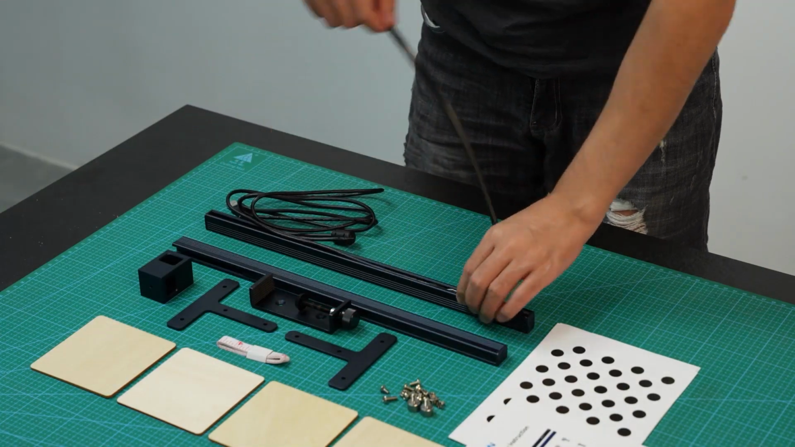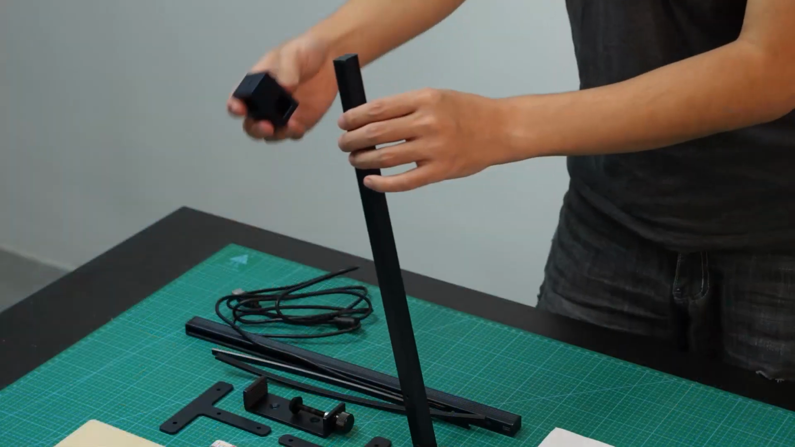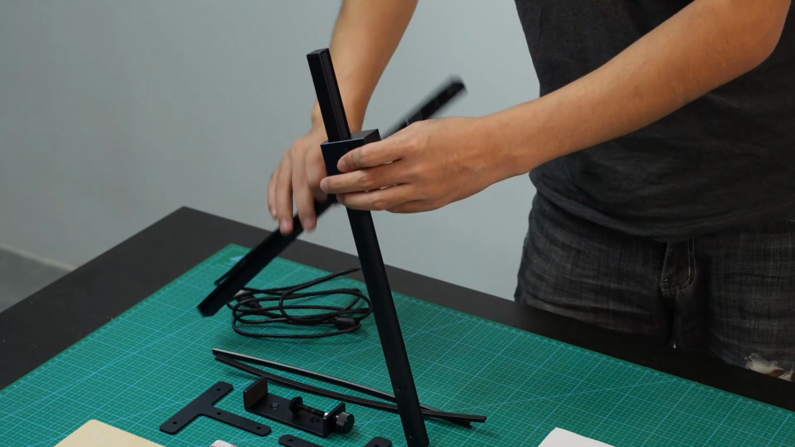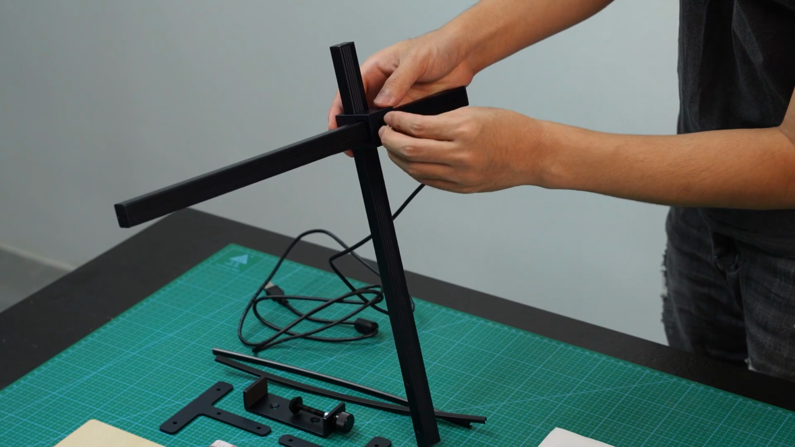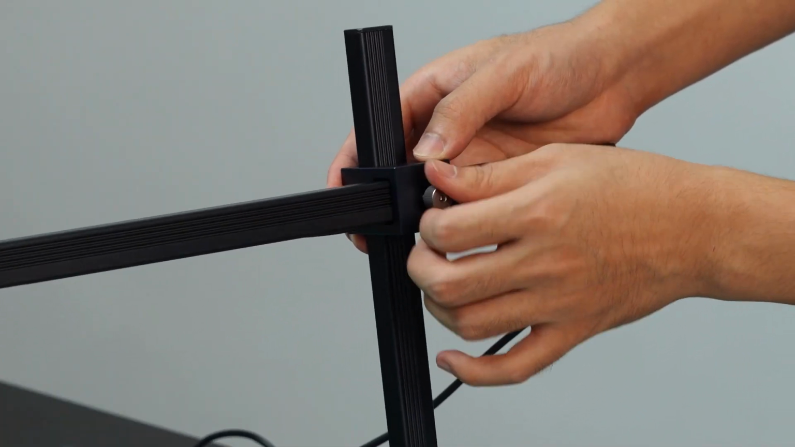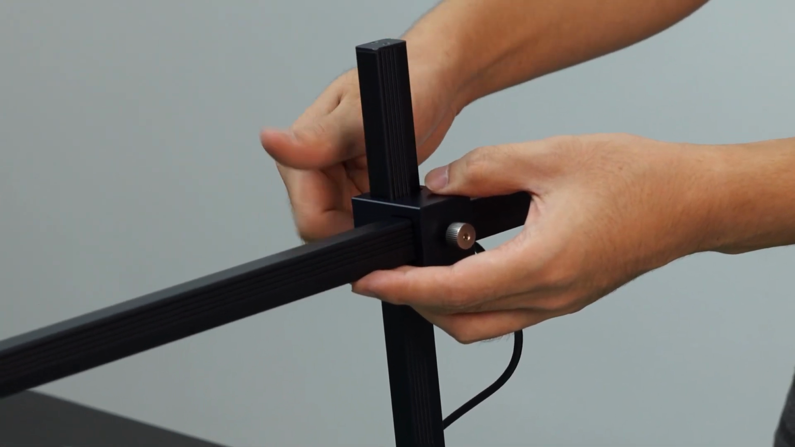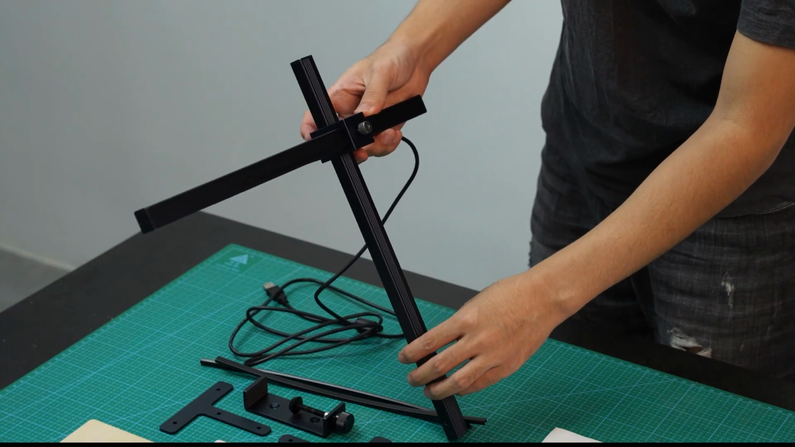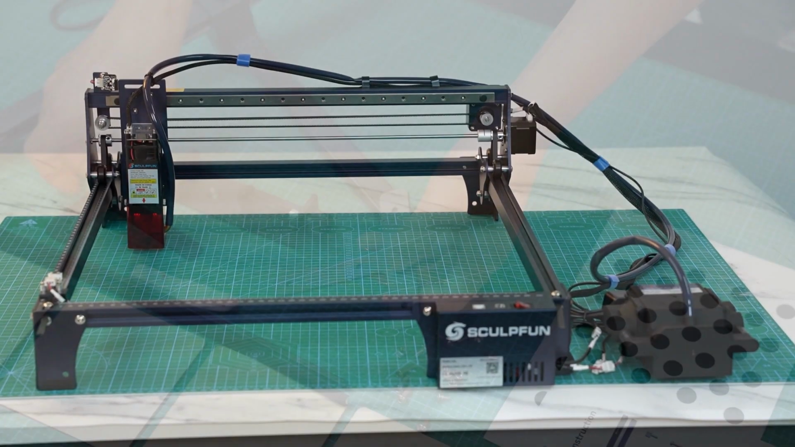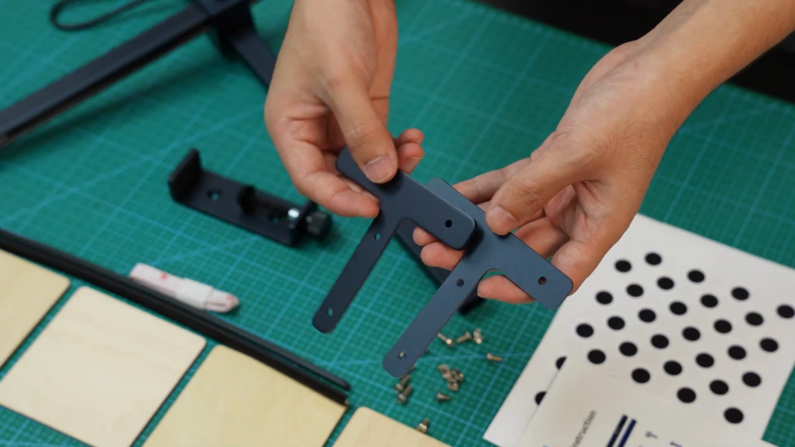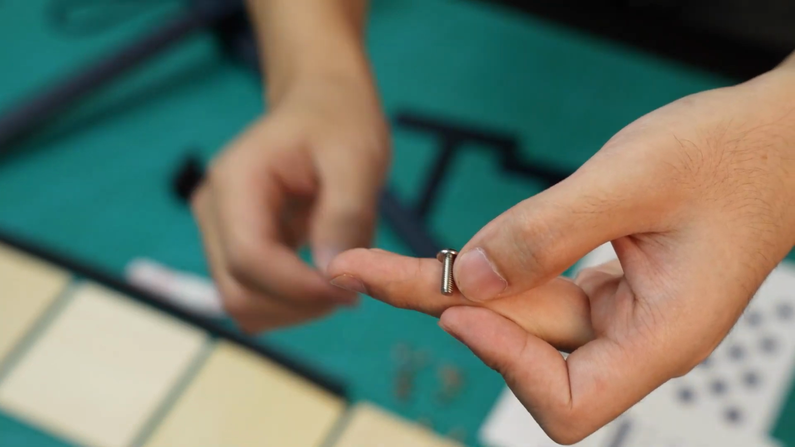Temporarily remove the cable cover. T-shaped fixing clip, applicable to all models of Sculpfun and almost all V-slot structure engraving machines. Another type of fixation clamp can jump to 2 minutes and 36 seconds. Use longer round head screws.